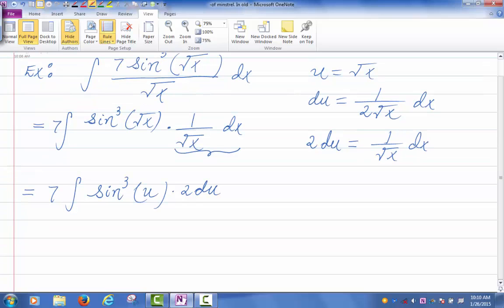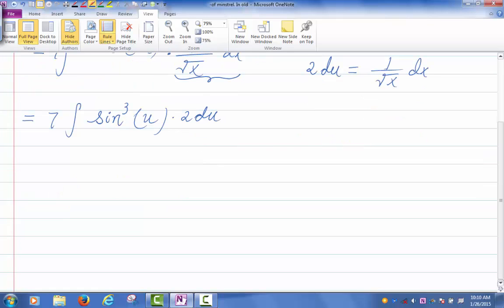And once I have this, now it's clear what to do, because I can rewrite this as 14. I am factoring out that 2. So if I take that 2 outside of the integral, I get 7 times 2, which would be 14, and then I get sine cubed of u du. And now, what's my strategy if I have an odd power of sine? Very good. Save a factor of sine. So I'm going to write sine u du.